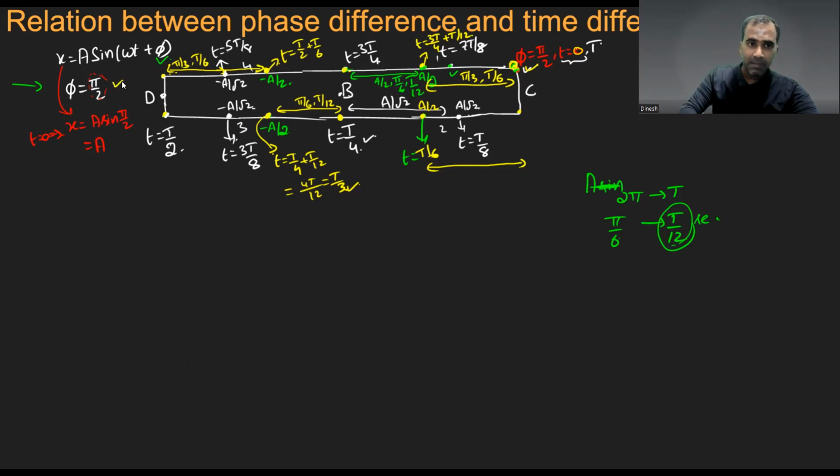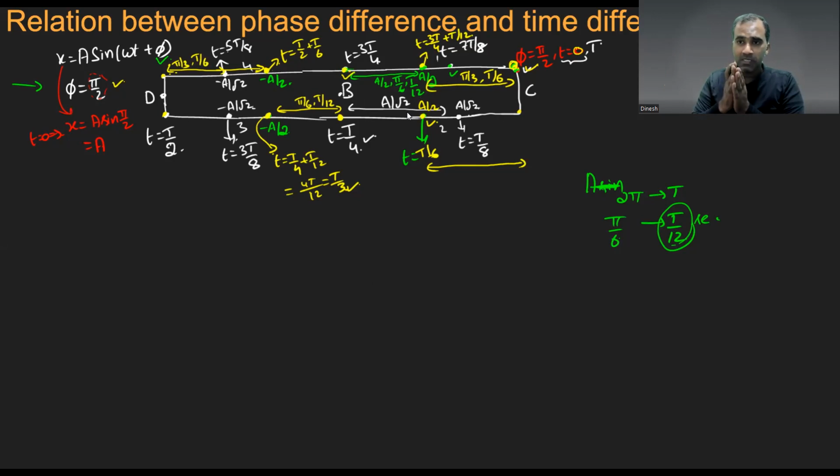If phi is 3 pi by 4, then where would it start? Phase measurement starts from the equilibrium position. 0, pi by 2, 3 pi by 4 means somewhere here, no? At a displacement of A by root 2, while traveling in the negative x direction.